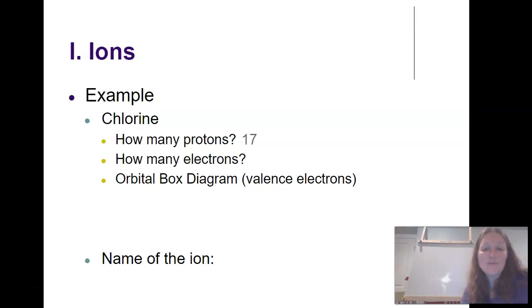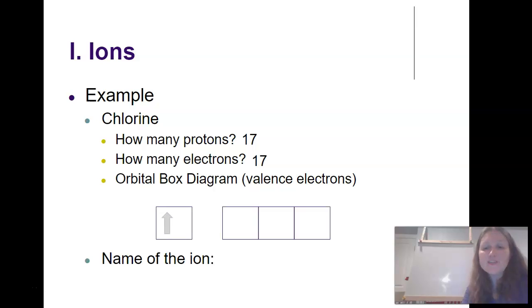Okay, so let's do chlorine really quick. Chlorine has 17 protons and 17 electrons. If we just do its valence electrons, this is what it looks like. Here's 11 and 12, 13, 14, 15, 16, 17. So we can easily see that all it needs is one more valence electron to be happy.